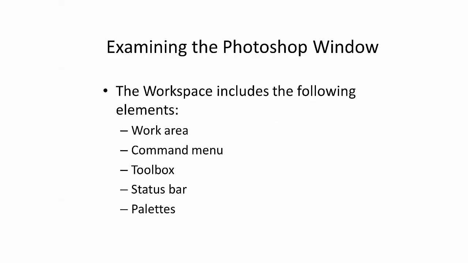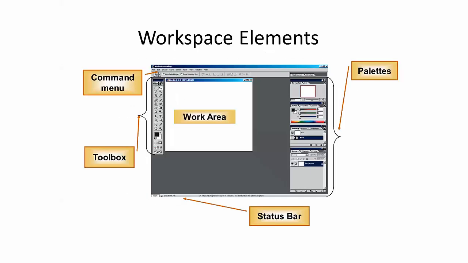Examining the Photoshop window. The workspace includes the following elements: a work area, command menu, toolbox, status bar, and palettes. Here are the workspace elements. At the top right corner you can see the command menu. The toolbox is different tools you can use to edit your picture, the status bar, and the palettes.